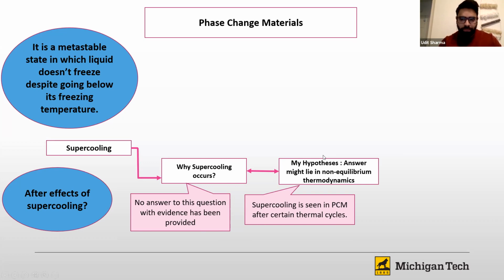And if supercooling is actually related to the nucleation sites, then why would you see supercooling after a lot of thermal cycles? Why would you see supercooling when the size of the material changes, when the shape of the material changes, when the curvature changes, when there are changes in the gravity? So nucleation is not the only reason, right?